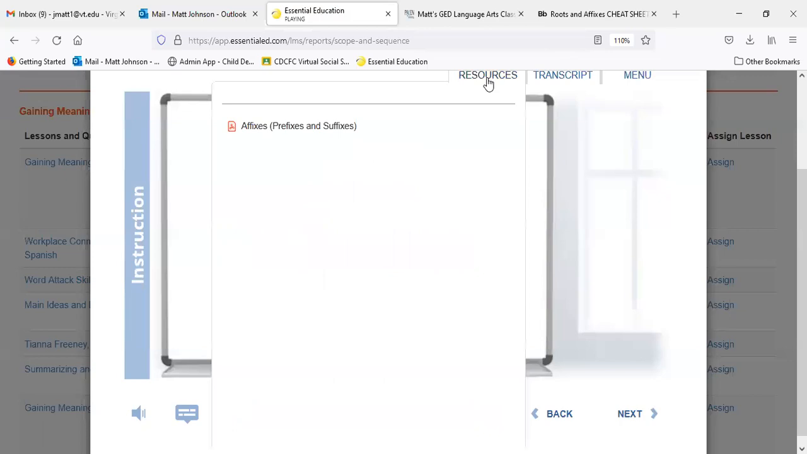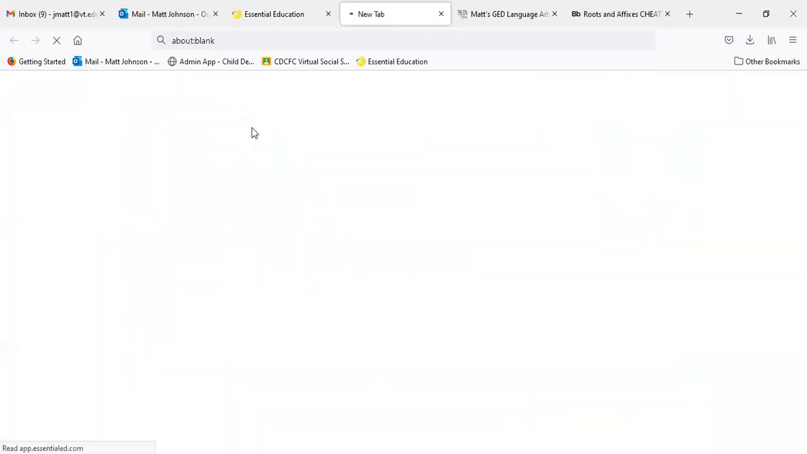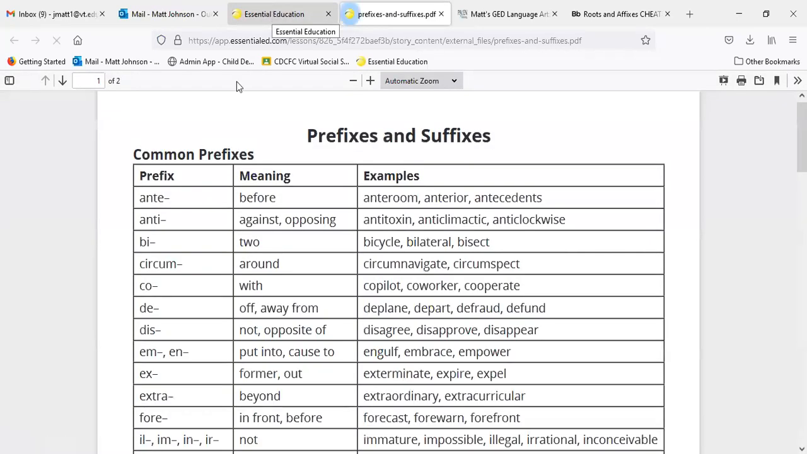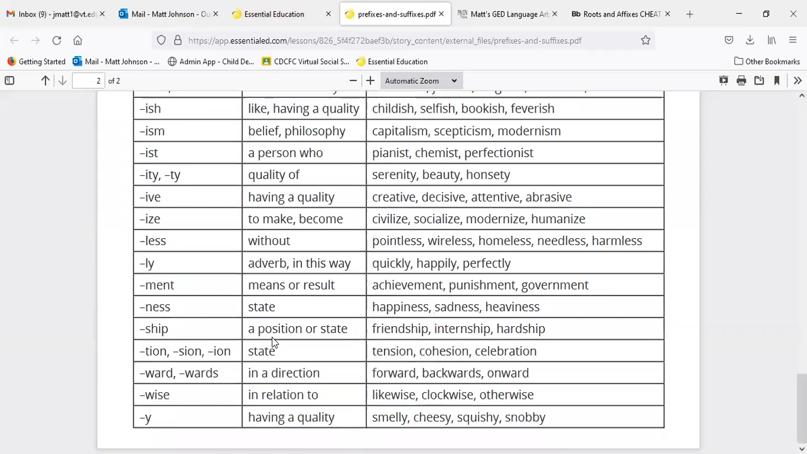All right. And let's see, I just want to point out here that there's also resources sometimes, not always, but that's pretty much the same list. I might post that one later too.